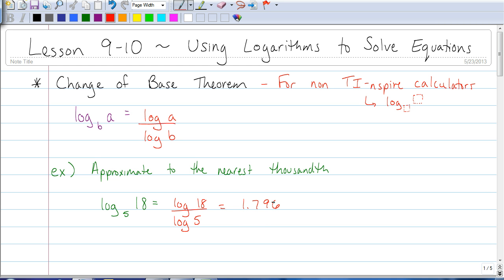So you want to make sure that you got that, so you can make sure that you typed it in your calculator correctly. Make sure that you're not doing this. Don't do log of 18 divided by 5 and try to create a shortcut. There is no other way to do it. If you're using a scientific calculator, it has to be log of 18 divided by the log of 5. And you get, if you round to the nearest thousandth, which is 3 numbers after the decimal, 1.796.